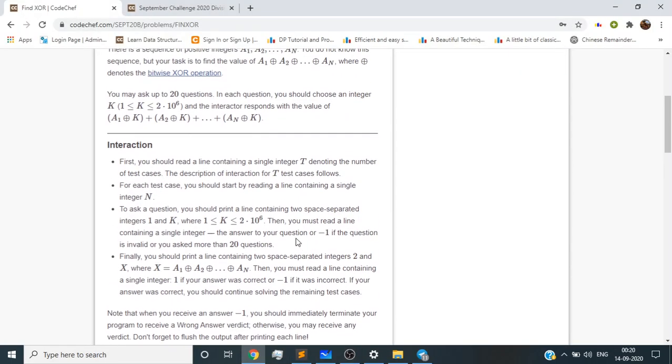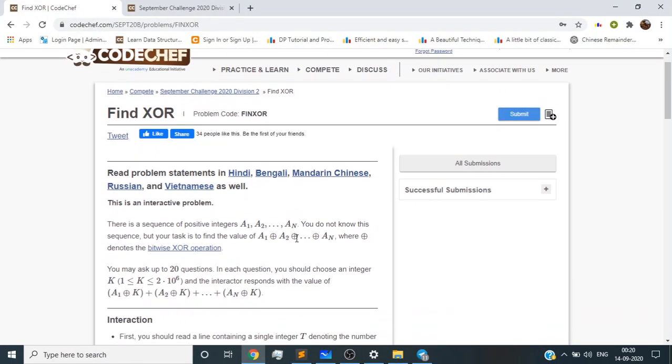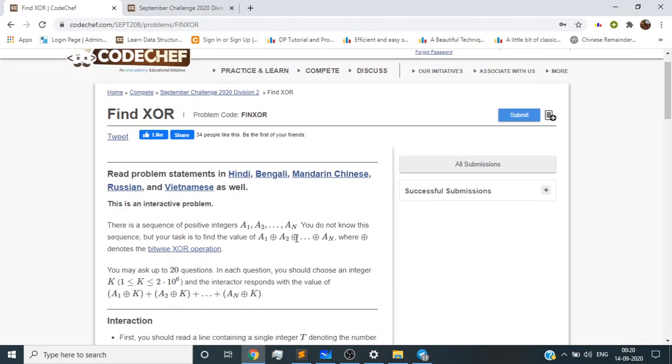Hello friends, today I'm going to discuss with you a problem of CodeChef named Find XOR from September Long Challenge. In this problem, we were given a hidden sequence which we don't know, and we had to find the XOR of all these elements. We can ask up to 20 queries, and in each query we can select an integer k from 1 to 2 to the power 6, and it will respond with this particular value, basically taking XOR with each individual element and adding all of that up.